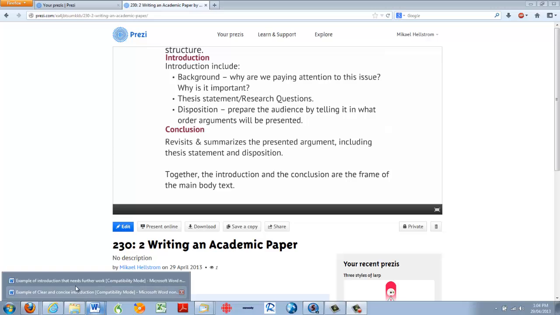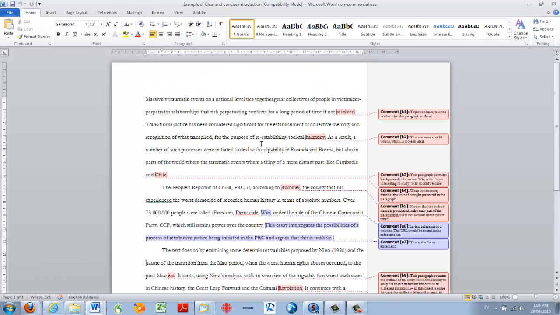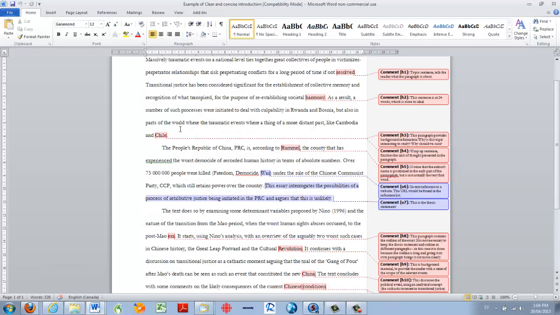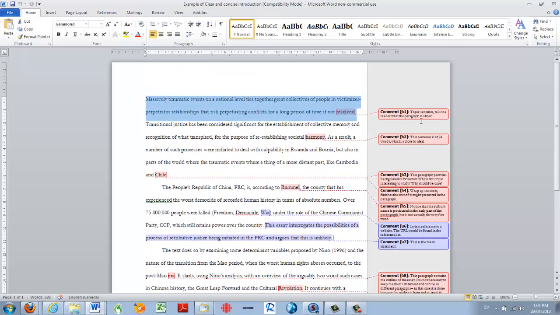Now I'm going to show you two examples here of introductions. One is a clear and concise introduction. The other one is an introduction that needs further work. Let's start with a clear and concise one. This paragraph explains to the reader why the topic that we're studying is important. And I've even made some entries here about paragraph management, connecting back to that again from the previous video. So the first sentence here is a topic sentence. This is the first sentence, obviously. It tells the reader what the paragraph is about.